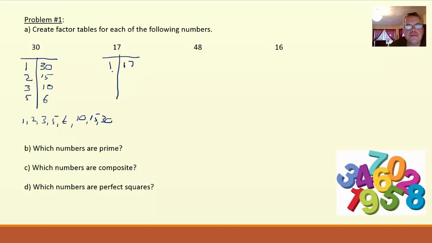It only has 2 factors. When a number has only 2 factors, it's prime. So a prime number, one way to think about it, is a number that has exactly 2 factors, 1 and itself. Let's move on to 48.